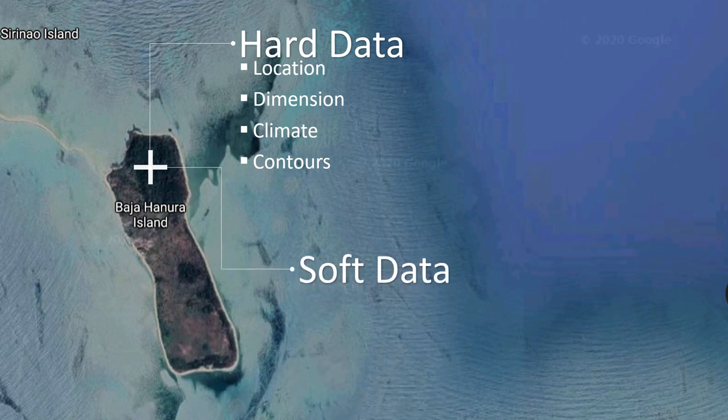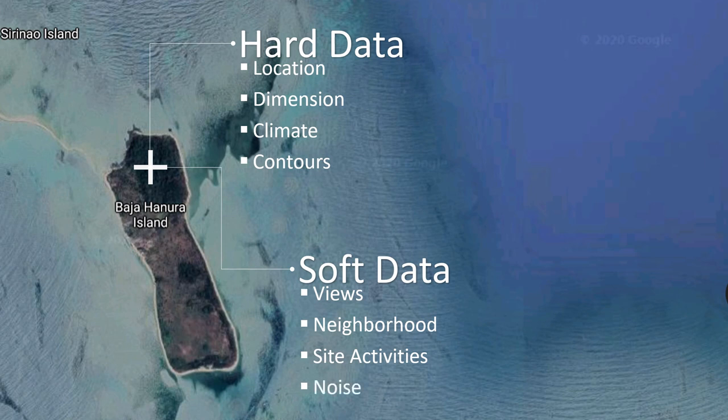Then we have the soft data. Soft data are information that are secondary, like the views. Okay? You have the neighborhood. These are all related to your site, but are all secondary. Site activities, like during the weekend, is a weekend market near your place? Does traffic affect your site in certain times of the day, etc.? And then, of course, the noise. You don't have noise all throughout the day. So, for example, if your site is beside a factory, it may be noisy from a certain hour of the day and then quiet at night.